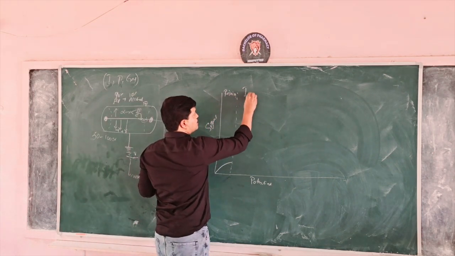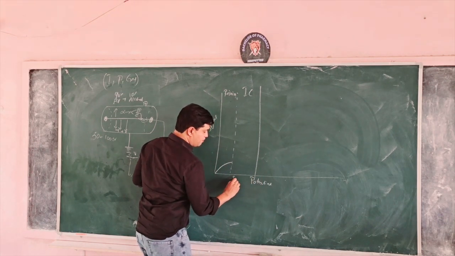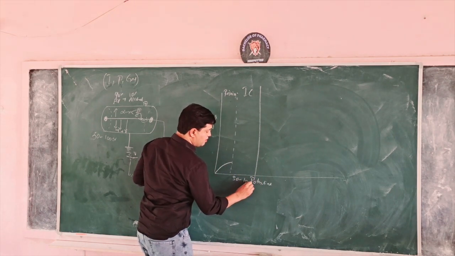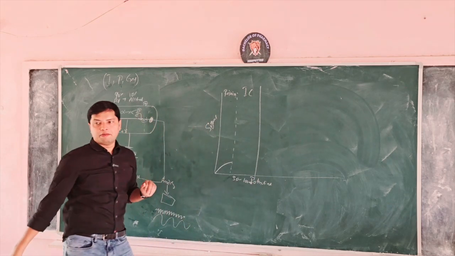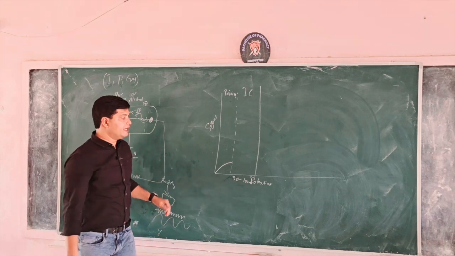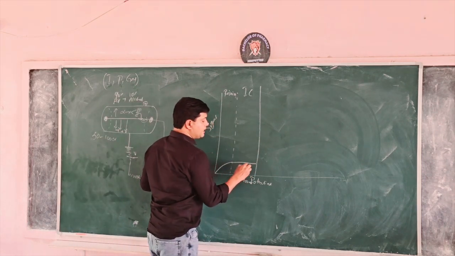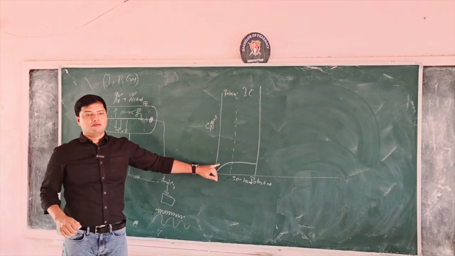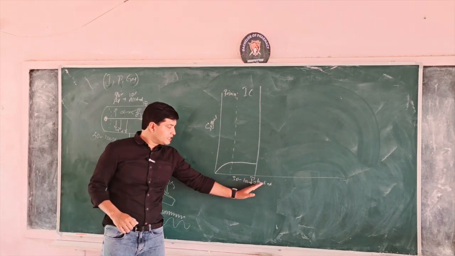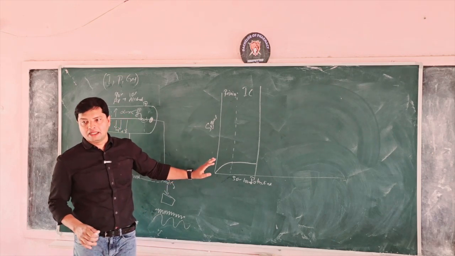Next is the ionization chamber. When I give a potential of 50 to 100 volts, there is no increase in signal. Potential is increasing, but the signal is not increasing. What is the reason behind this? We will try to see.